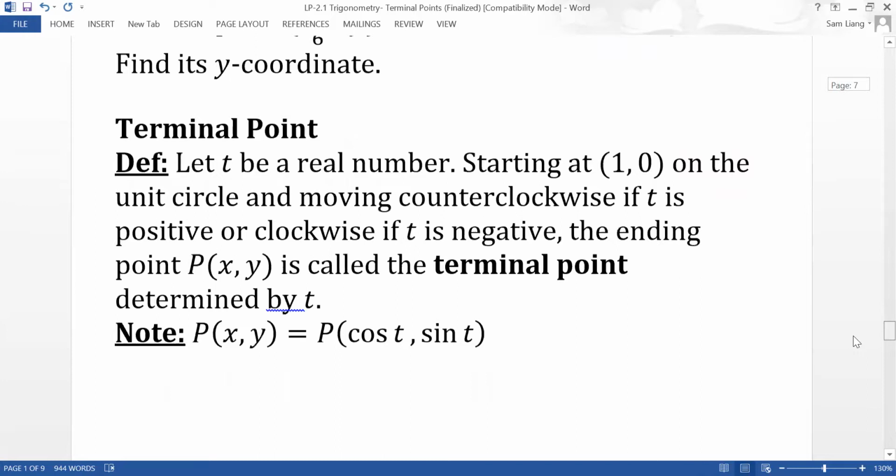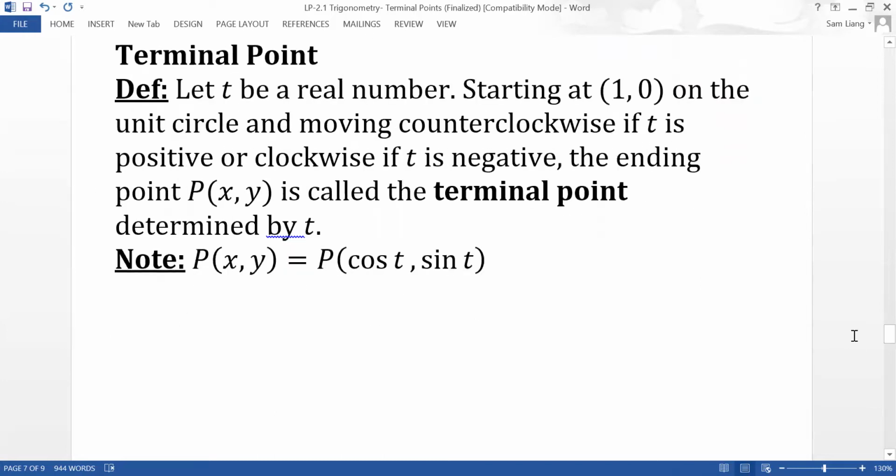Here's the definition. Let t be a real number, starting at 1, 0 on the unit circle. So 1, 0 is on the x-axis, and moving counterclockwise if t is positive, or clockwise if t is negative. The ending point, x y, is called the terminal point determined by t. A really important note here: the coordinates of that point can be determined by evaluating the cosine of t and the sine of t. The cosine of t is going to be the x coordinate, and the sine of t is going to be the y coordinate.